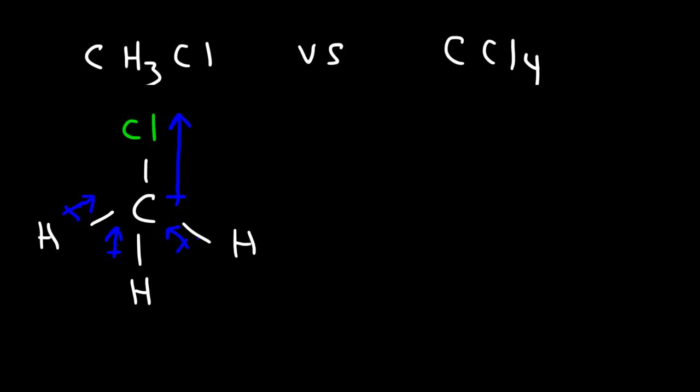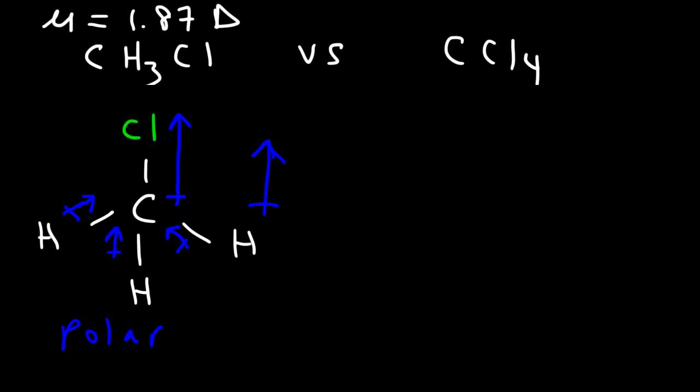But notice that all of the arrows point in one general direction, and that is they point upward. If you take the vector sum of those arrows, you'll see that the net dipole moment points towards chlorine. And so overall, this is a polar molecule. The dipole moment is greater than 0. In fact, the experimental dipole moment of methyl chloride is 1.87 D, where D is the unit debye.